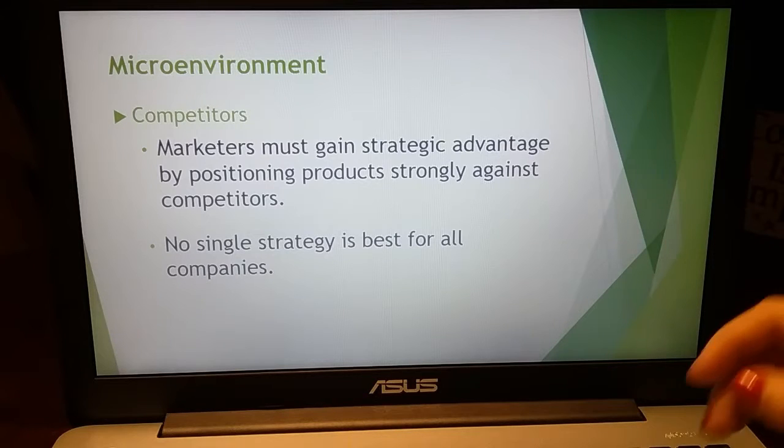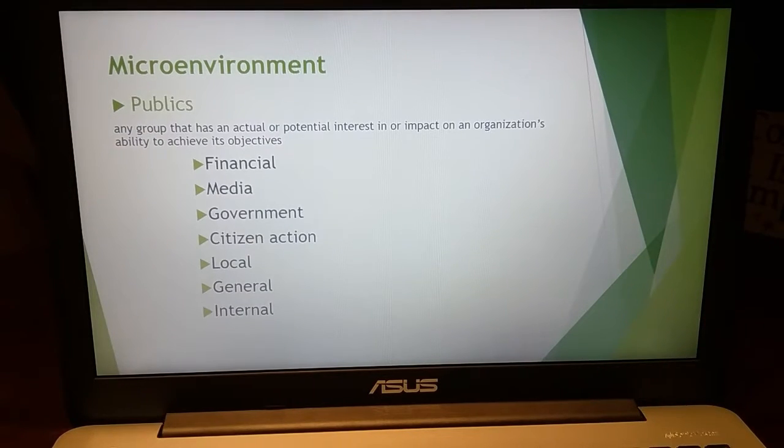All right, and then finally in the microenvironment are publics. Publics are basically any group that has an actual or potential interest in the organization. So financial publics are, obviously, banks. We've talked about that a little bit before. Banks, investors, that kind of thing. Media: newspaper, television, internet.